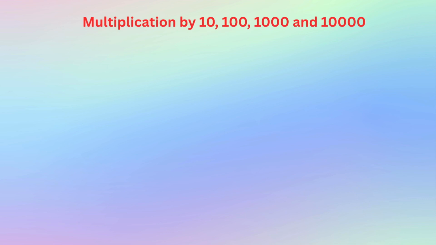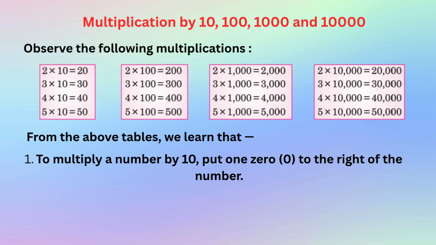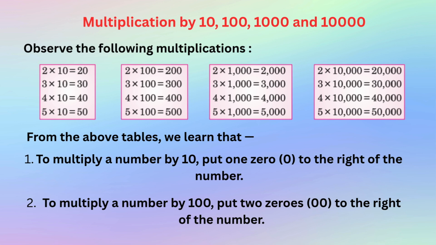Multiplication by 10, 100, 1000 and 10,000. Observe the following multiplications. From the above tables, we learn that: 1. To multiply a number by 10, put 1 zero to the right of the number. 2. To multiply a number by 100, put 2 zeros to the right of the number.